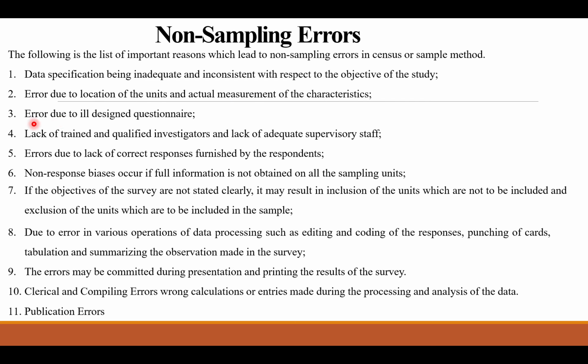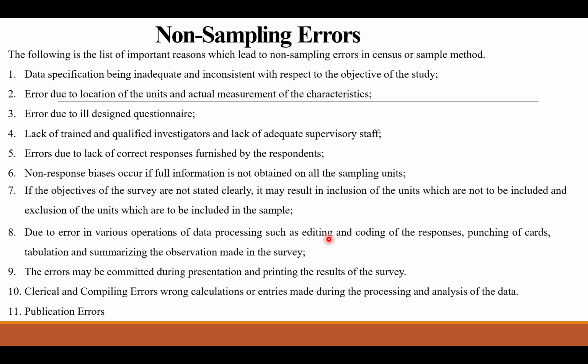Second one is error due to location of the units and actual measurement of the characteristic. Third one is error due to ill-designed questionnaire. Lack of trained and qualified investigators and lack of adequate supervisory staff will lead to non-sampling error. Then error due to lack of correct responses furnished by the respondent. Non-response bias occurs if full information is not obtained on all sample units.